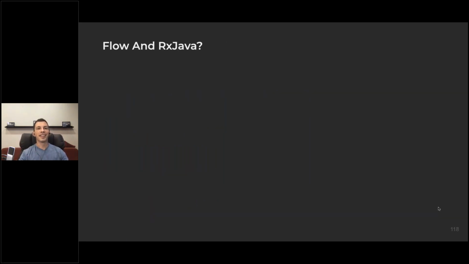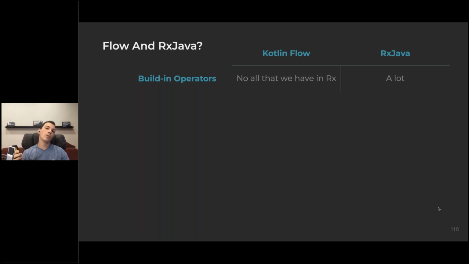And as I mentioned RxJava in the title of this presentation, I have to have at least one slide to compare Flow and RxJava. So in terms of operators, for sure, RxJava has a lot of operators, and Kotlin Flow now doesn't have some useful operators like share, publish, repeat, groupBy, parallel. But I think we will have these operators in some time.